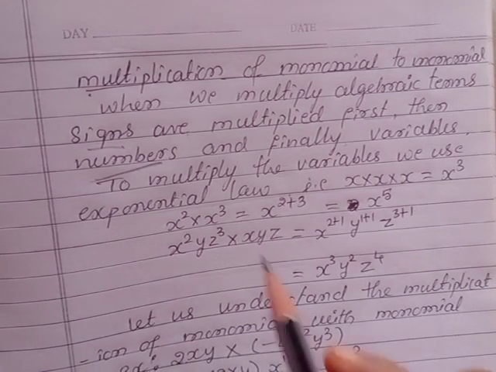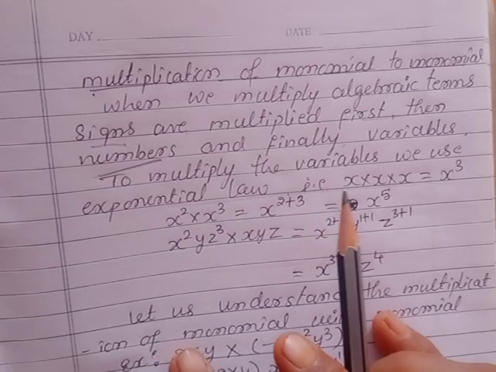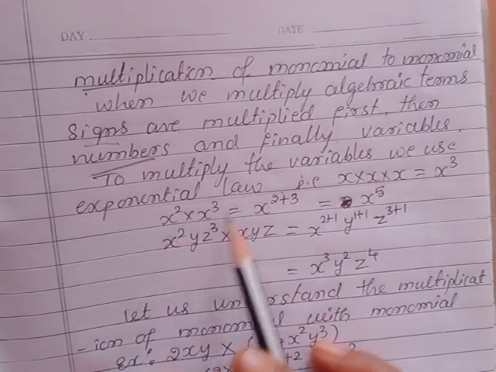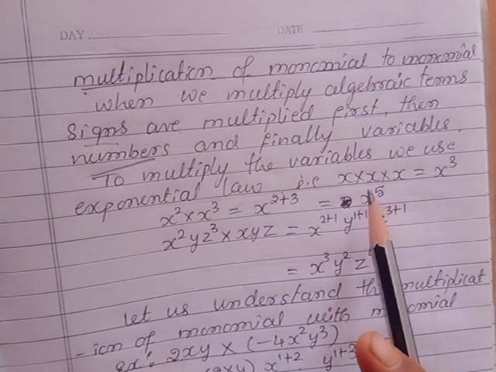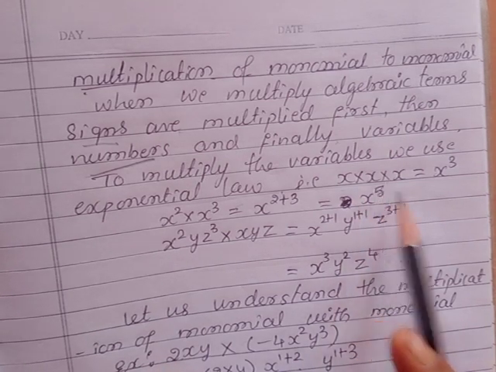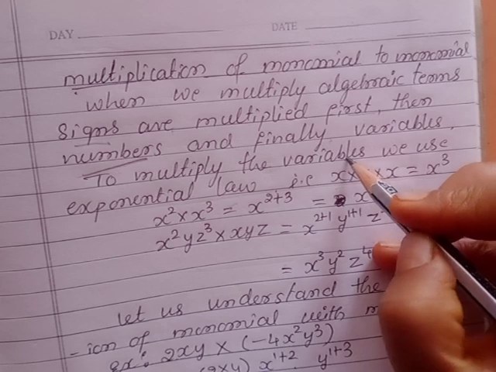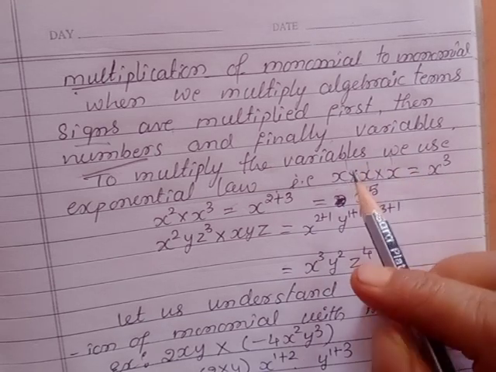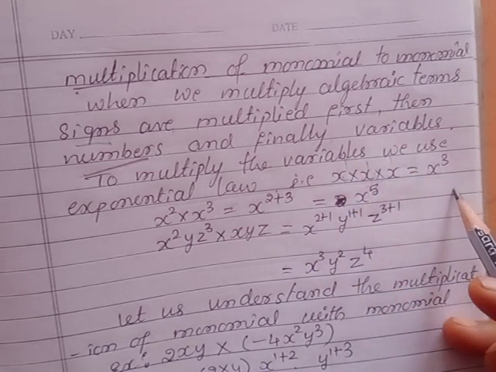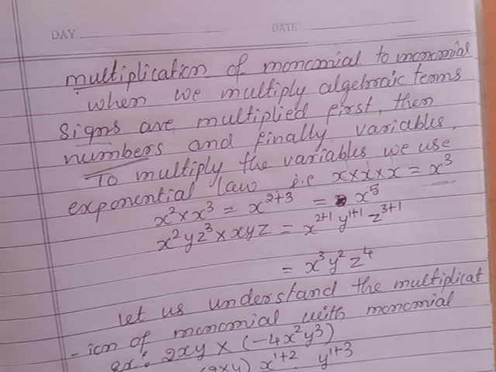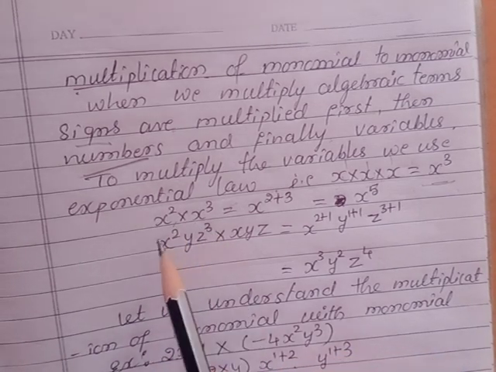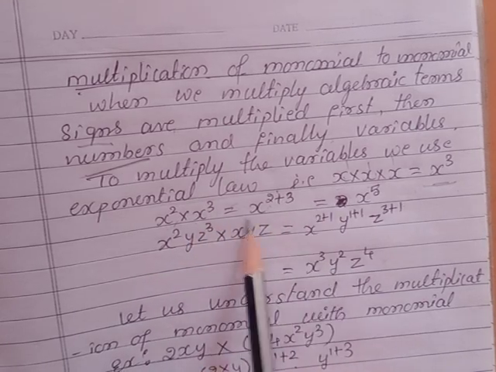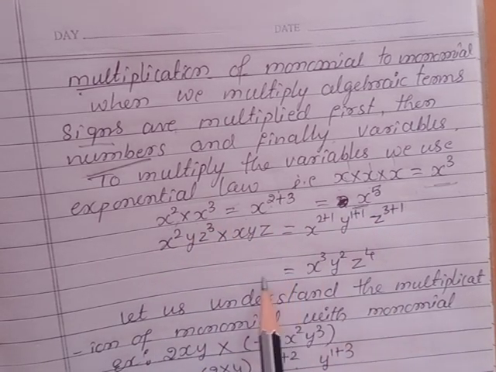Clear? So to multiply the variables, we use the exponential law. That means similar type of variables if you are having. See here, x into x: what is the power of each? 1 and 1. 1 plus 1 is 2. So it is x to the power 2. Like that I have taken a few examples. x square into x cube: 2 plus 3, you should do. So it will be x to the power 5.